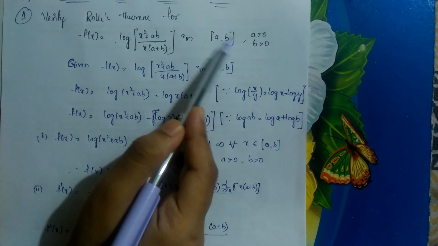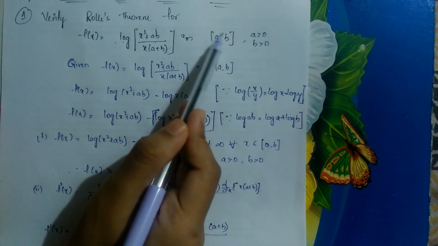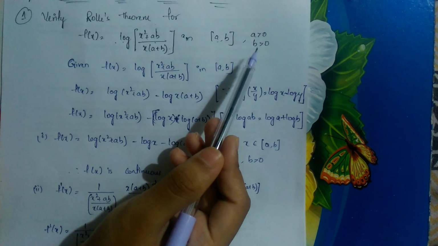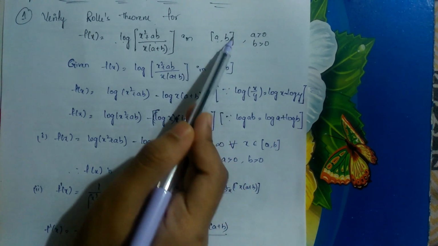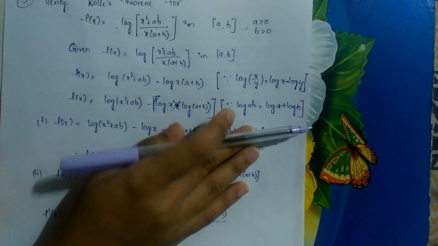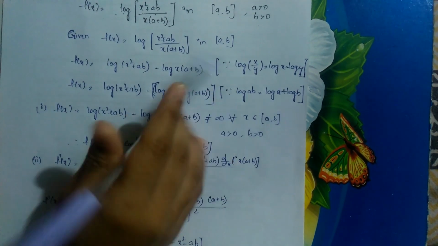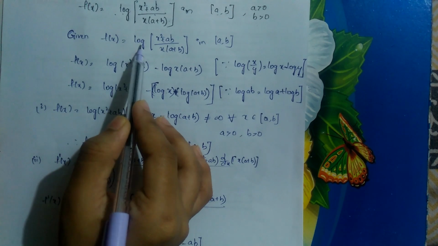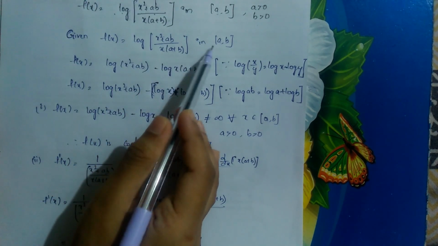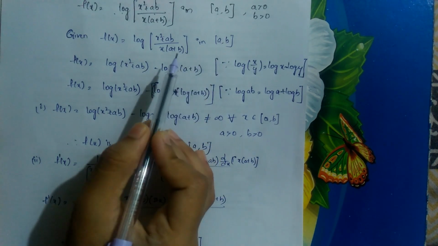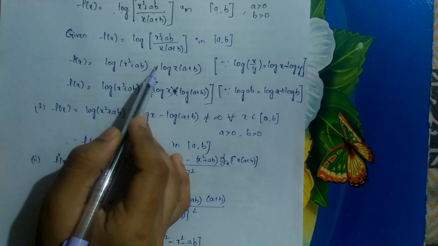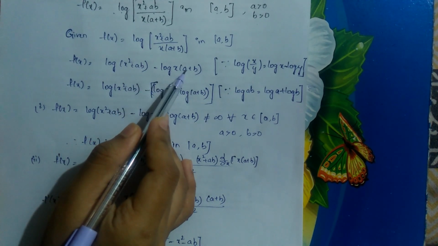It means both values of a and b are positive, they are greater than 0 and not equal to 0, and they are not negative values. Next, first write the given information: f(x) = log of (x² + ab) / (x(a + b)) in the interval [a, b]. Then f(x) = log(x² + ab) − log(x(a + b)).